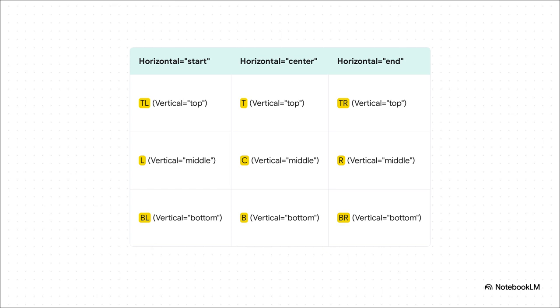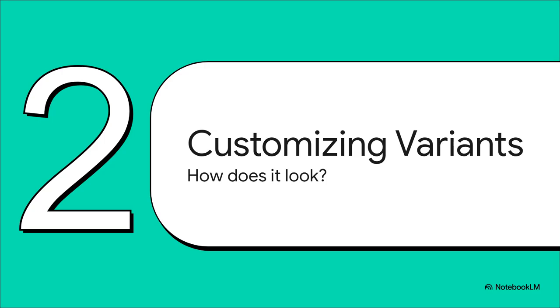You want it on the top right? No problem. Just set horizontal to end and vertical to top. Bottom left? That's just start and bottom. It's a really powerful grid system that's just dead simple to use. Okay, so you've got it placed exactly where you want it. Now, how do you want it to look?